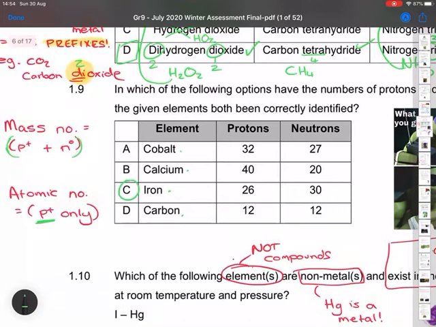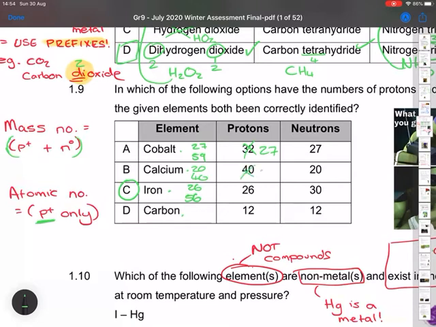The correct answer for this one was C, iron with 26. If you have a look on the periodic table and you find iron, you'll see iron has got 26 and 56. Okay, cobalt is 27 and 59. 27 is its atomic number, 59 is its mass number. So cobalt should actually have 27 protons. So that's wrong. Calcium should have 20 and 40.